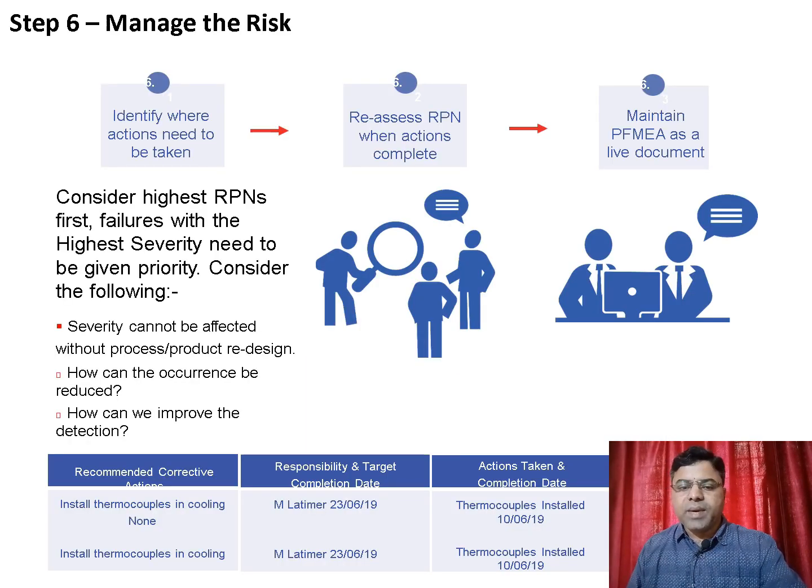Then next step is manage the risk. So identify where we need to take action. Then we have to reassess the RPN when actions are completed. Whenever we are taking actions on particular failure modes, then definitely there will be an RPN value reduction because we have taken action based on the earlier RPN values that are very high in numbers. So after action we have to reduce these RPN values and we have to do reassessment. Then after that we have to maintain FMEA as a live document in our process area.